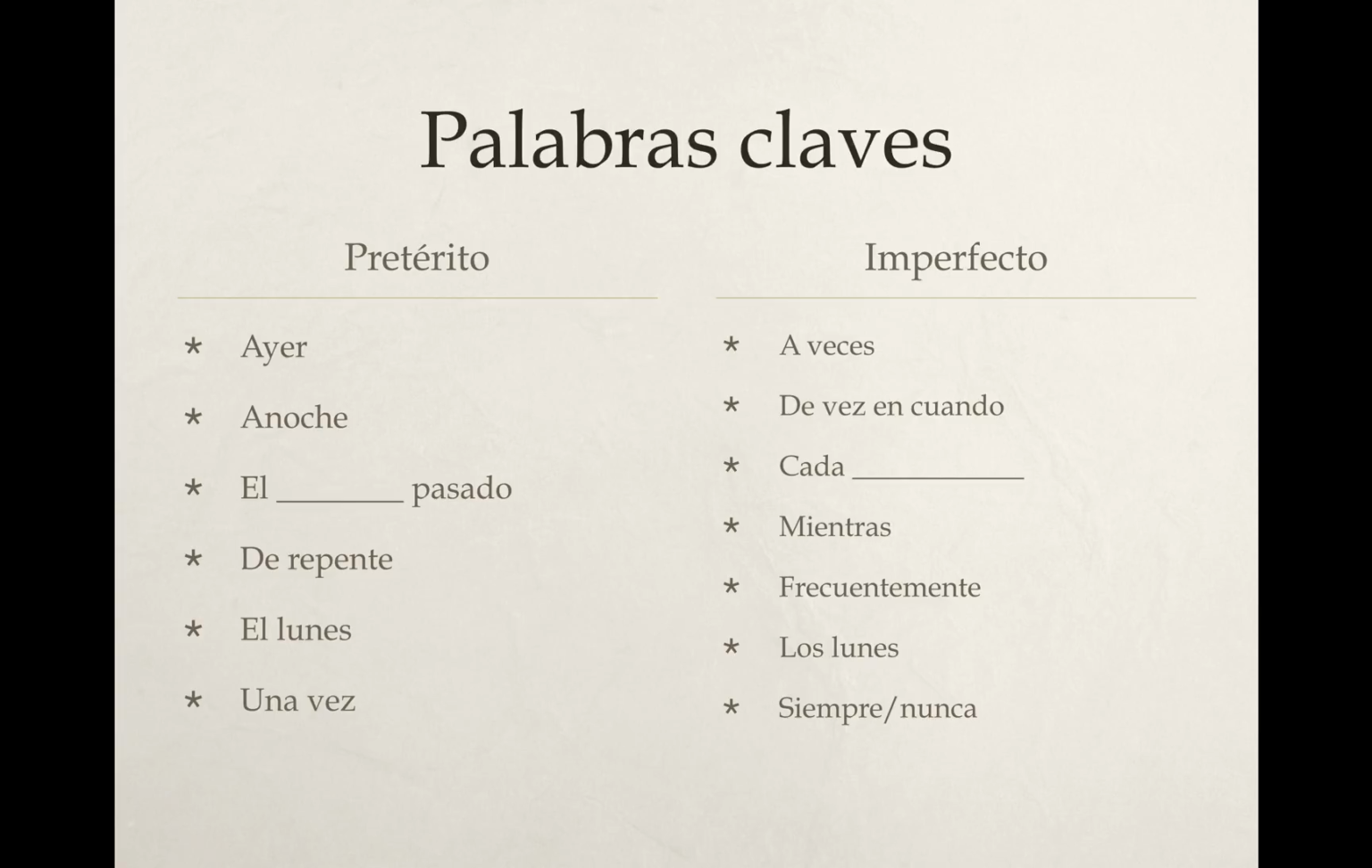So you can see preterite keywords are very specific. They're saying things like yesterday, last night, last week, suddenly, on Monday, one time. Very concrete, definite periods of time. Where you can see the imperfect tense is a little bit more vague. Sometimes, once in a while, each summer, frequently, on Mondays, always, never. Where it's not giving a specific time, it's just kind of alluding to the past.